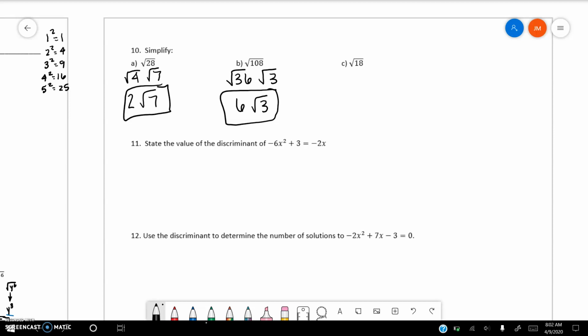And then for 18, we know that 9 times 2 gives us 18. 9 is a perfect square, so this becomes 3 root 2. All right, 2 more problems left.